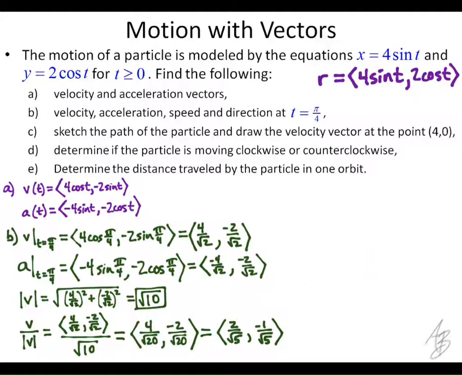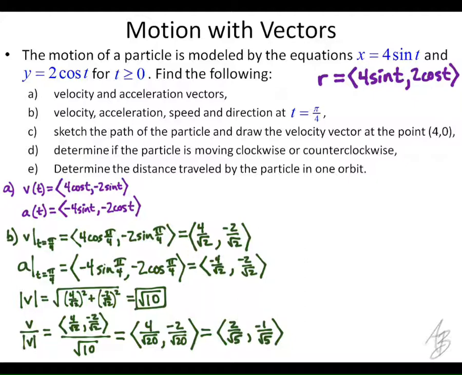Part C is asking us to sketch it, so I'm going to kind of visualize what's going on here. My x component here is going to start at what? If t is 0, what's it going to start at? It's going to start at 0, and then it's going to go up to 4, and then down to -4, and then up to 4, and down to -4, and it's going to go back and forth, right? So along the x-axis, we're going back and forth. Starting at 0, we're going up to 4, and down to -4, up to 4, down to -4, and so on. On the y-axis, we're going to start at 2, and we're going to go from 2 down to -2, up to 2, and down to -2, and so on.